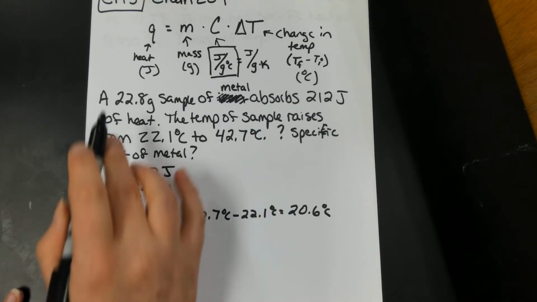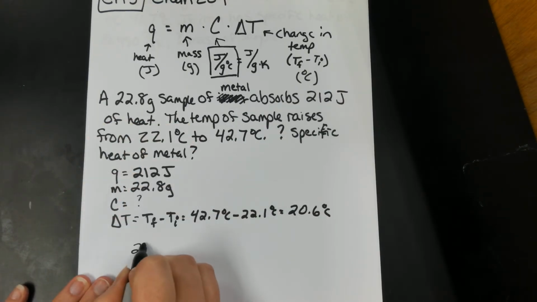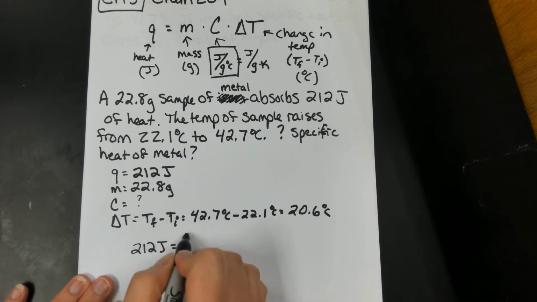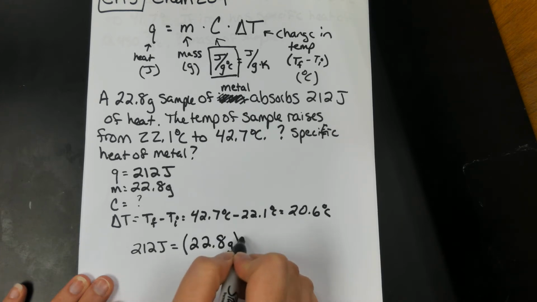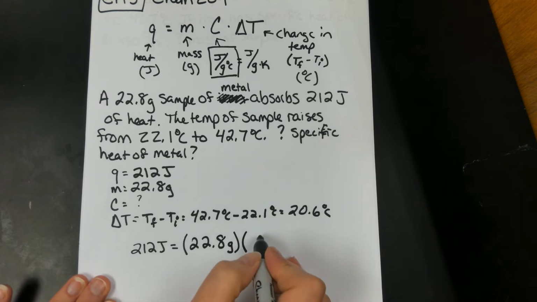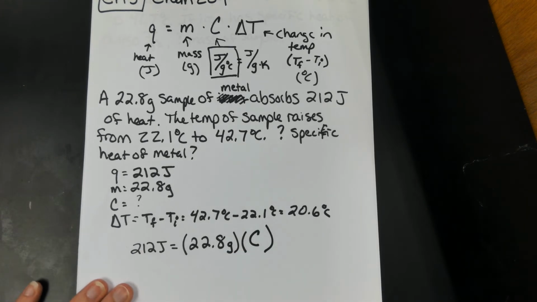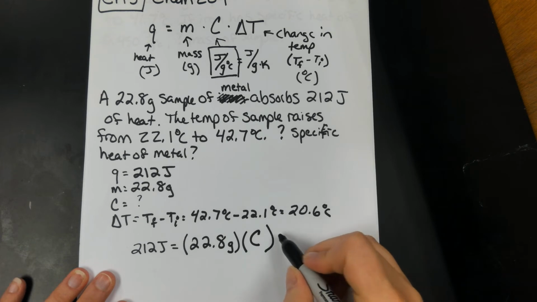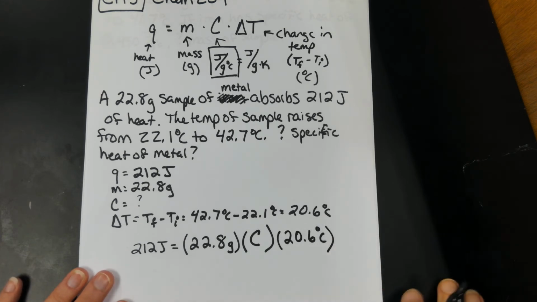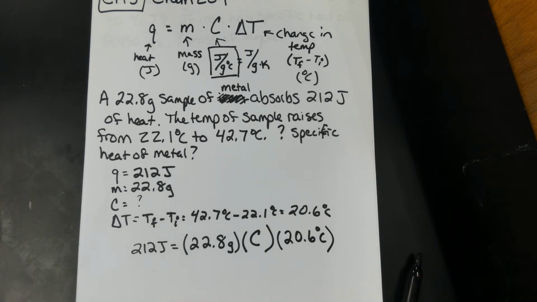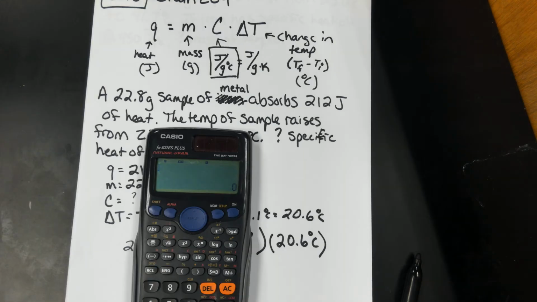So go ahead and just plug and chug. Q, which is 212 joules, equals mass, 22.8 grams, times specific heat, which I don't know, times my delta T, which is going to be 20.6 degrees Celsius. So I'm going to run and grab a calculator. Let me see. Hold on one second. Alright, so I'm back now.